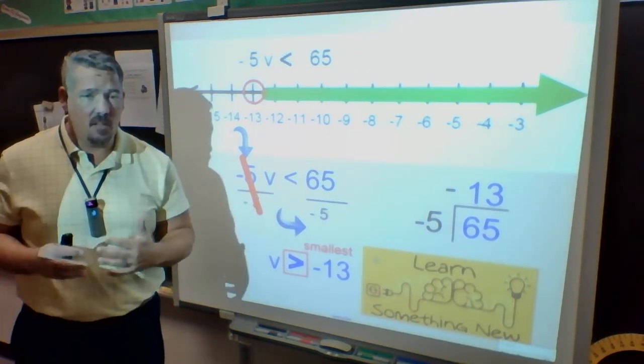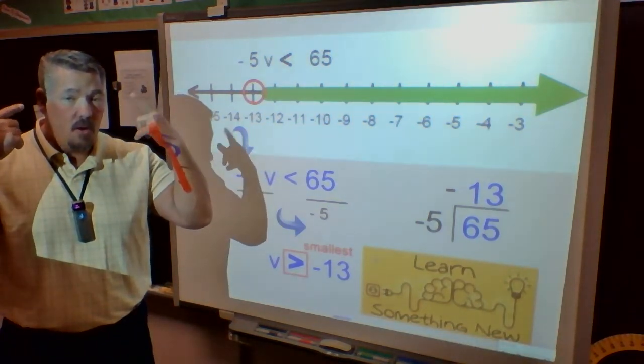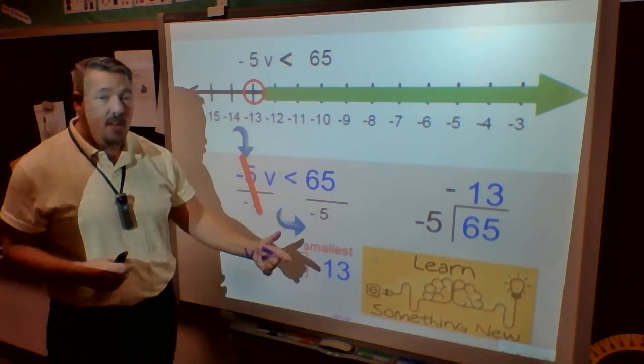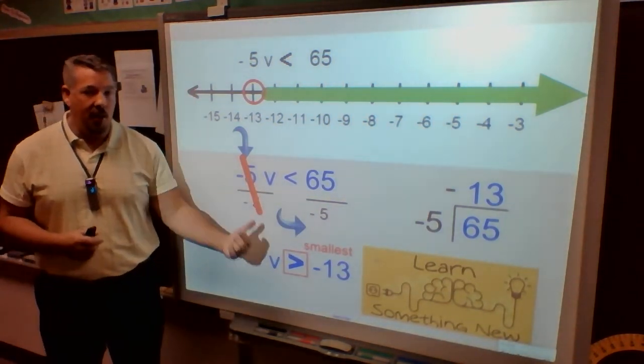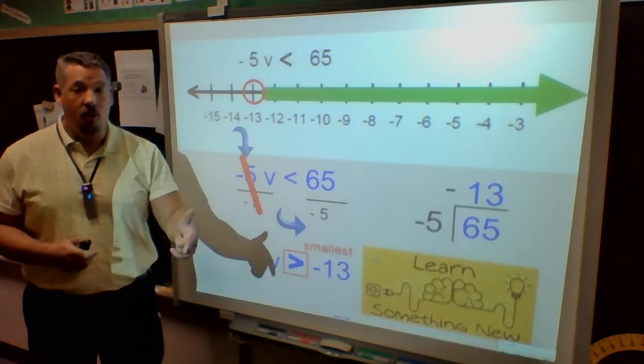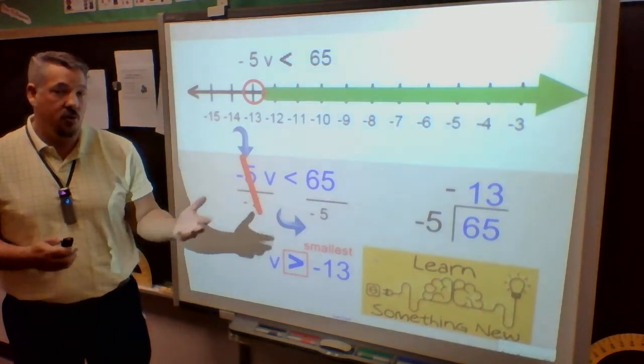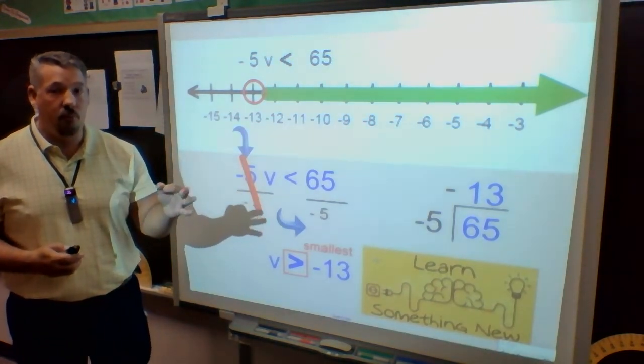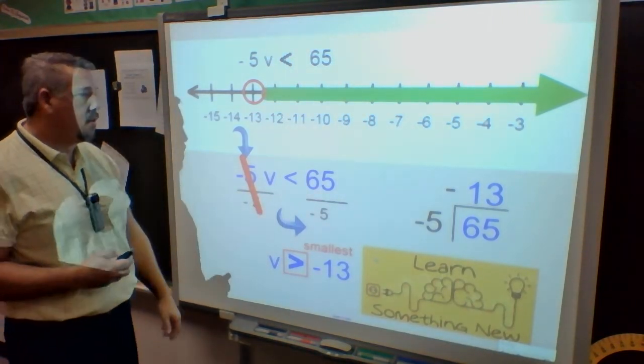So if you didn't truly engage your brain and ears together, please rewind this question and listen to what I'm talking about when it comes to flipping the sign. Because once again, you'll have it on your homework. I think there's two, actually there might be three of them that you're going to have to flip your sign on.